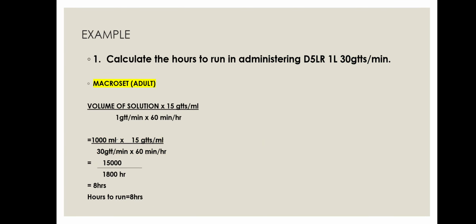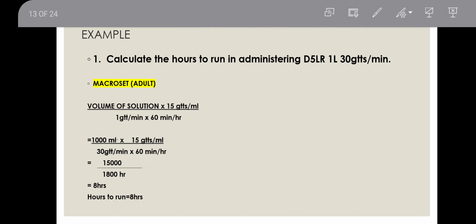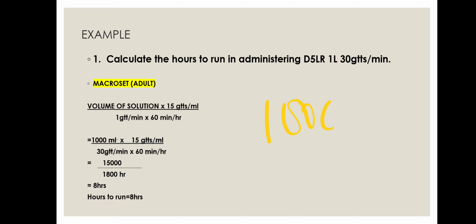So, example, hours to run, sabi niya dito, 1 liter. Meaning, pag sabi natin 1 liter, it is 1,000 ml. Okay? Ang drop rate niya is 30 drops per minute. So, dito ilalagay natin 1,000 ml. Dito ilalagay natin 15 kasi it is an adult. Sabi niya nga, di ba? So, dito ang ating 30 drops per minute times 60. So, cross out natin to siya. Okay, and then 15,000 divided by 1,800, meaning we have 8 hours. So, 8 hours po ang iraran ng ating D5LR na 1 liter with the drops of 30 drops per minute.